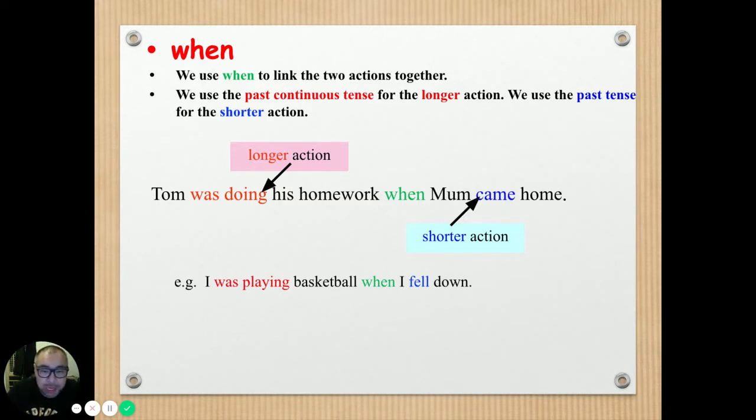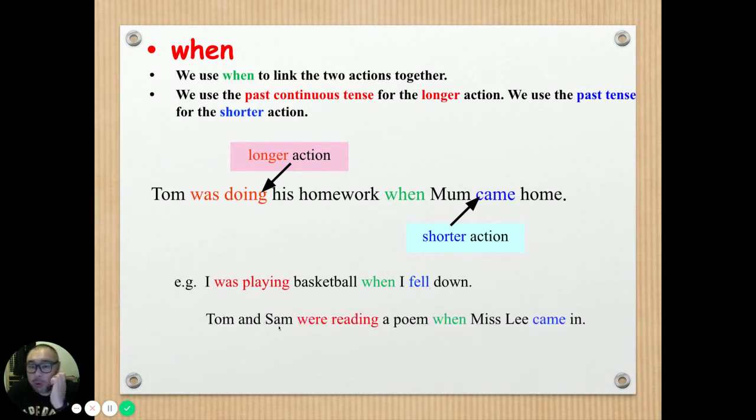Here are some other examples. I was playing basketball when I fell down. And Tom and Sam were reading a poem when Miss Lee came in. So, was playing is the longer action, and fell down is the shorter action, and were reading is the longer action, and came in is the shorter action.